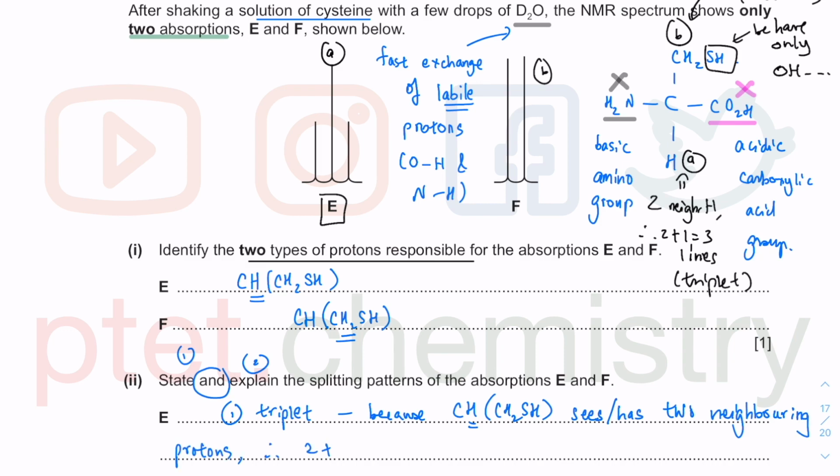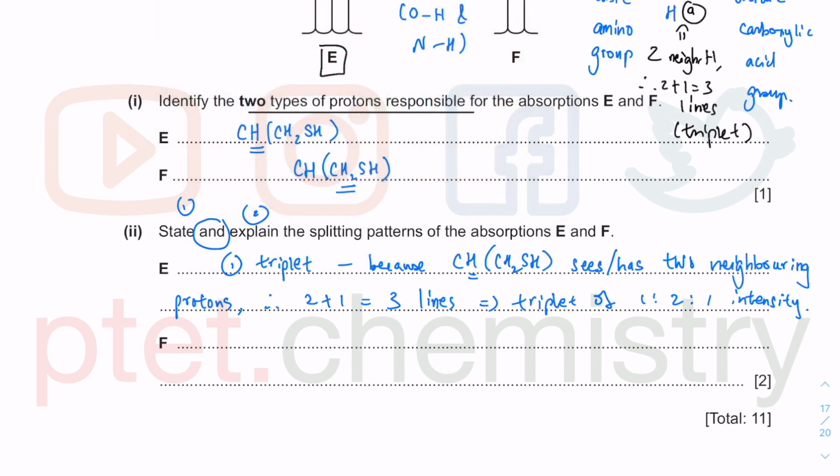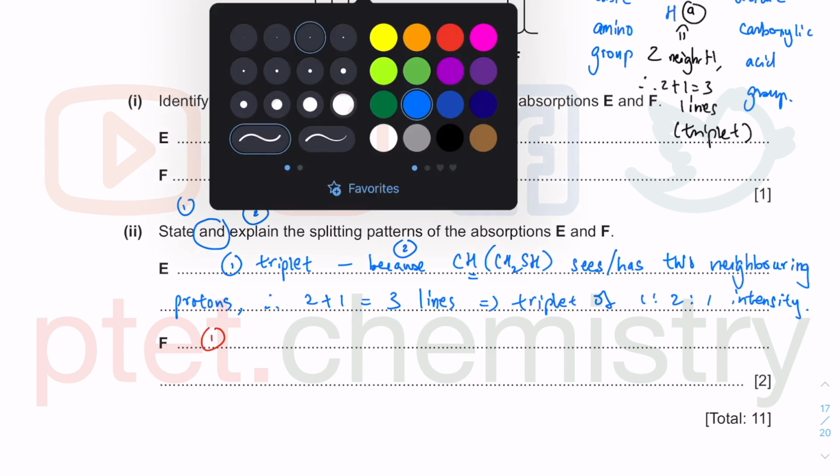Therefore, 2 plus 1 equals 3 lines, and the 3 lines form a triplet of 1:2:1 intensity. I'm pretty sure you won't get penalized without the intensity ratio, but I'm telling you that's part of the Pascal triangle, which you have done in mathematics binomial expansion. Where was I? That was actually part of the previous question. There was the explanation. So now to the red color one.